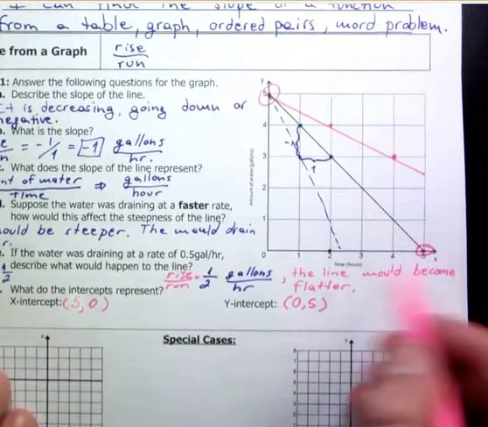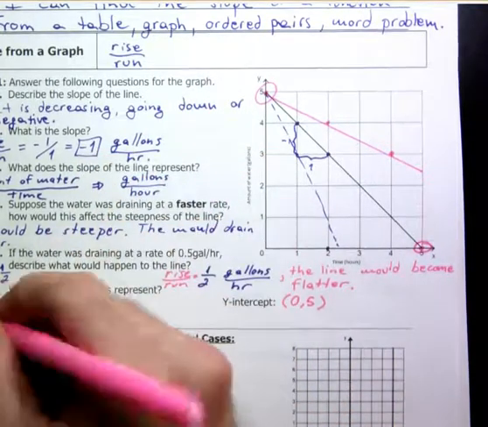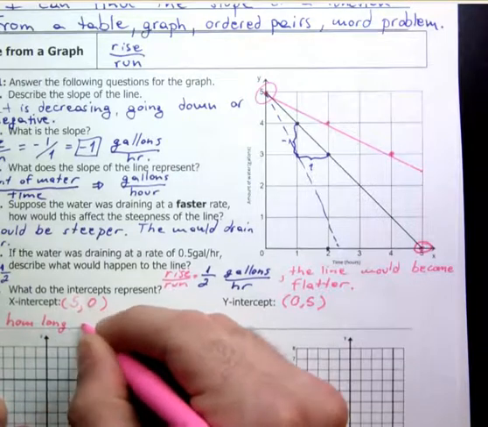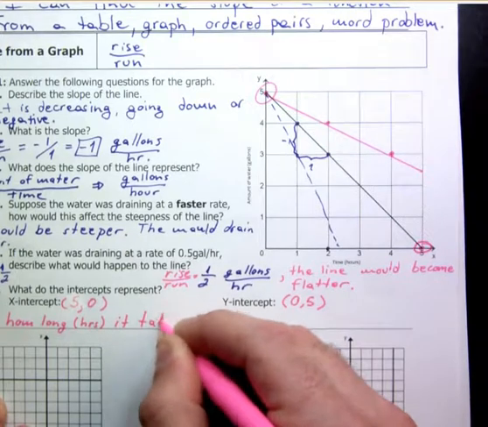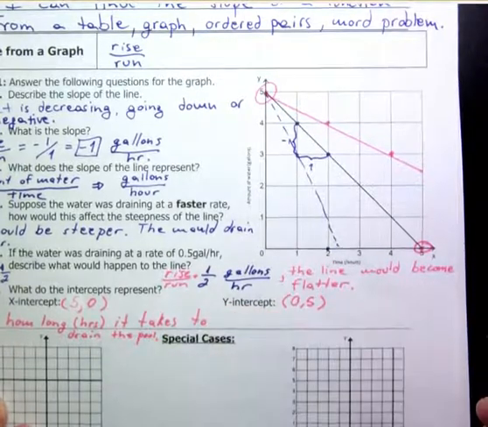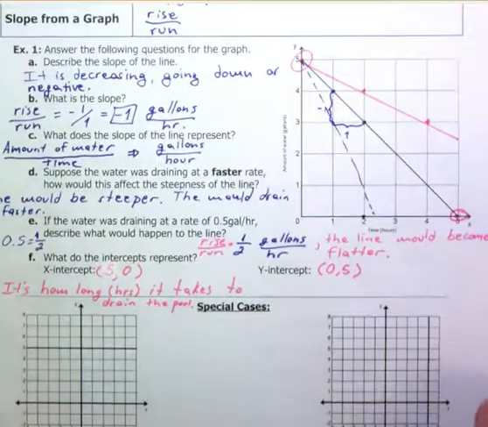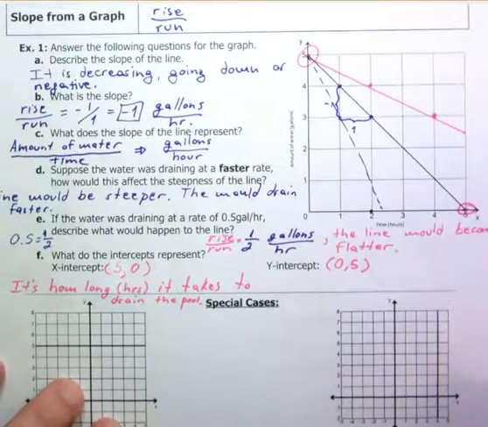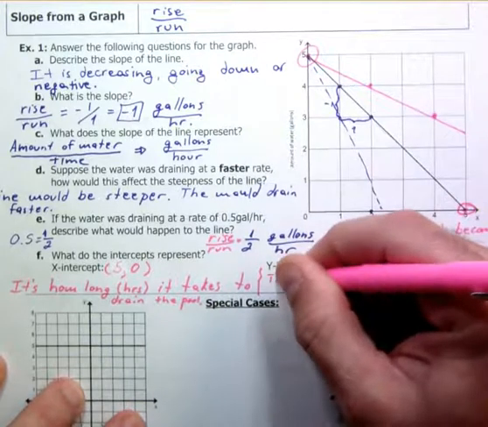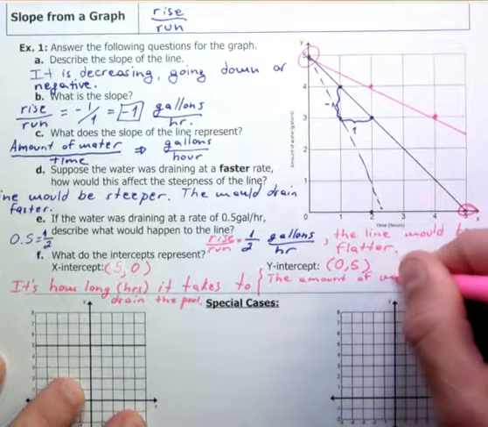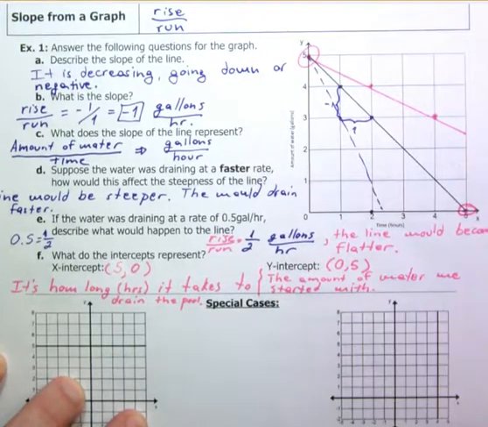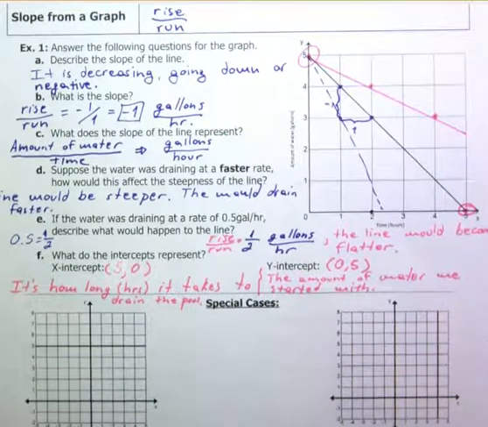So what does this represent? This is 5 hours. So in the context of this problem, it's how many hours it takes to drain the pool. And the y-intercept is 5 gallons. If you notice, that's the most water, the amount of water we started with. And if you remember, another word for y-intercept is the beginning, so the starting point.